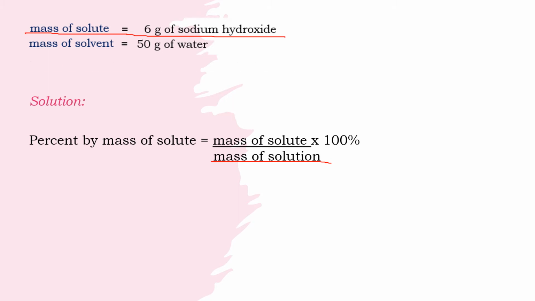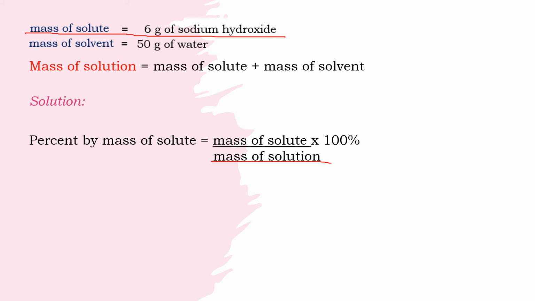So that is very simple. We're just going to add the mass of solute plus mass of solvent. So the value of mass of solute is 6 grams, plus yung solvent po is 50 grams of water. So 6 plus 50, that is 56 grams. That is our mass of solution. So, ayan, meron na po tayong mass of solution.